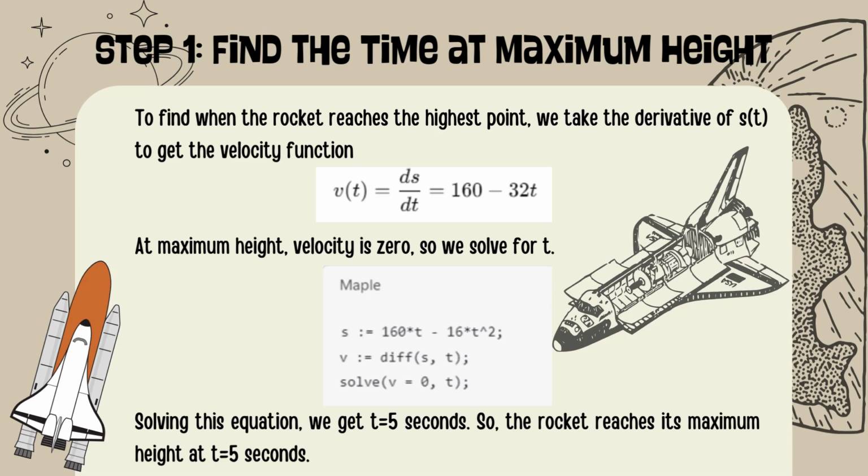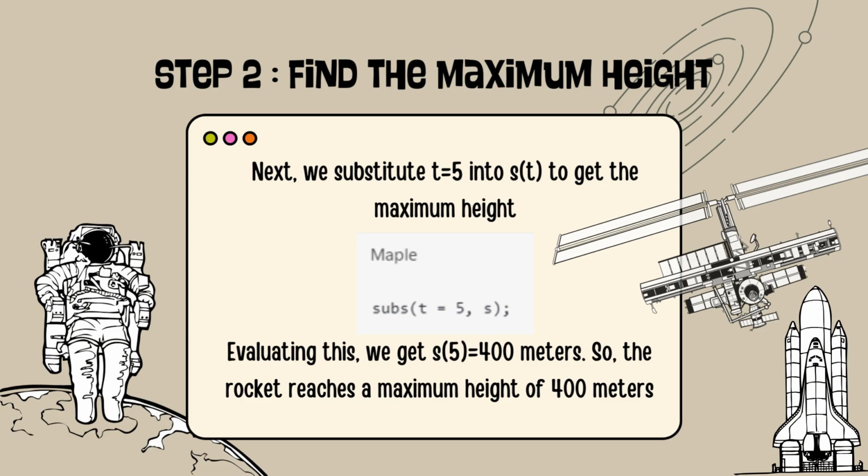Next, we substitute t equal to 5 into s(t) to get the maximum height. Evaluating this, we get s(5) equal to 400 meters, so the rocket reaches a maximum height of 400 meters.